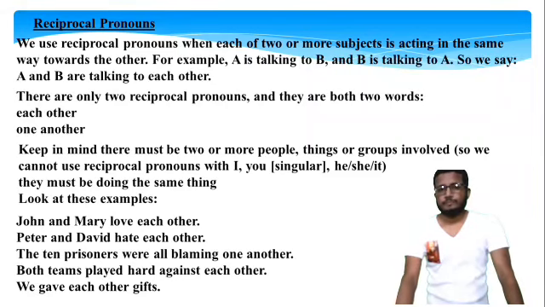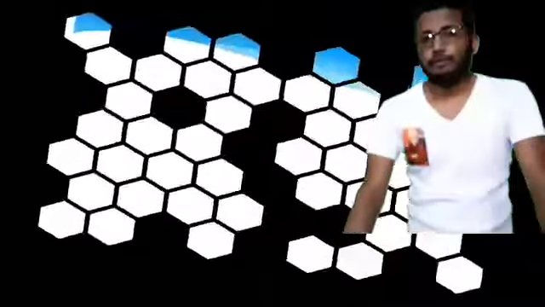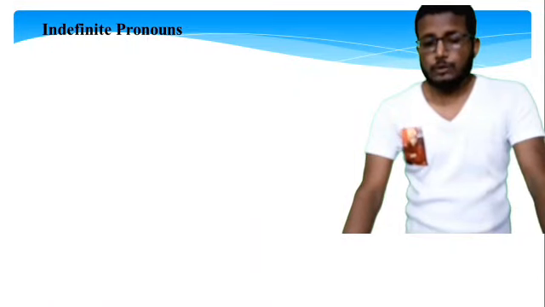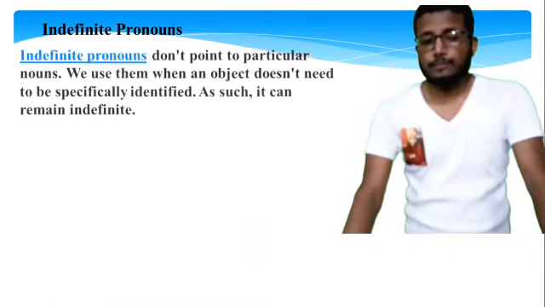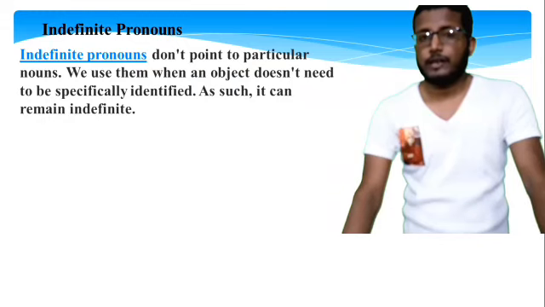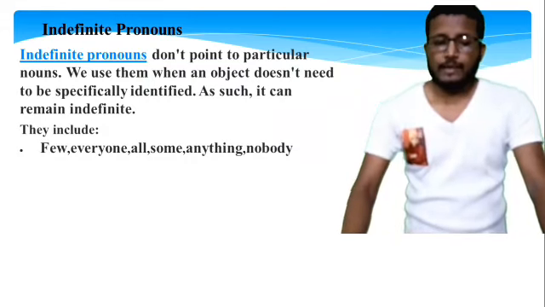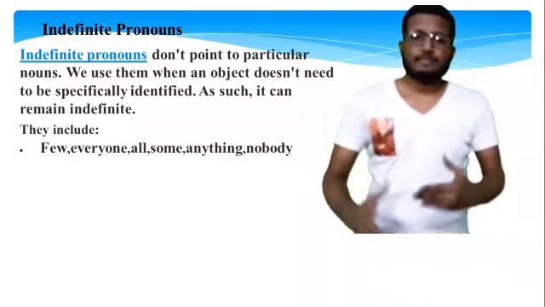And after reciprocal pronouns, the last but not the least on our way is indefinite pronouns. Indefinite pronouns don't point to particular nouns. We use them when an object doesn't need to be specifically identified. As such, it can remain indefinite. They include few, everyone, all, some, anything, nobody. So such types of words are called indefinite. Very interesting examples are here.